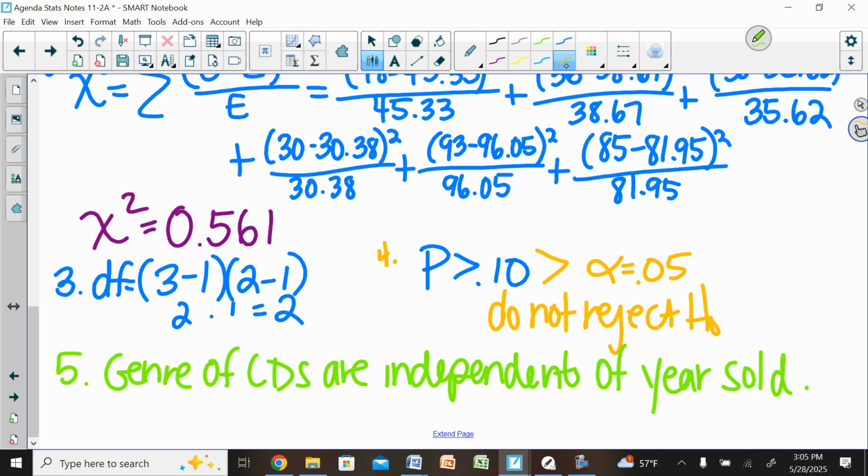So they have no bearing on each other. It doesn't mean that 2023 might have been a big year for rock and 2024 might have been a big year for country. There really isn't any kind of relationship. So that is chi-square testing for independence.